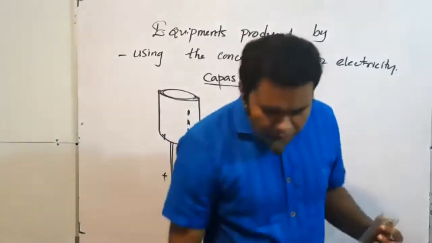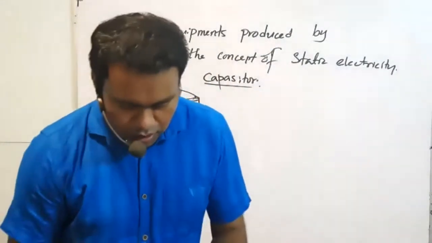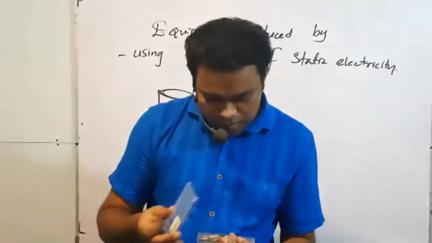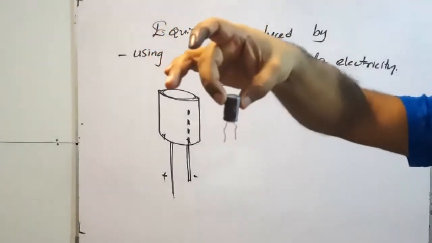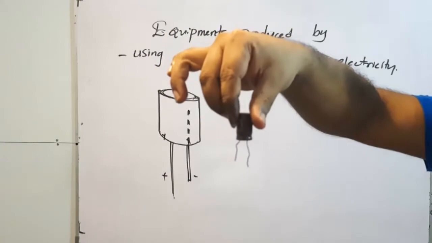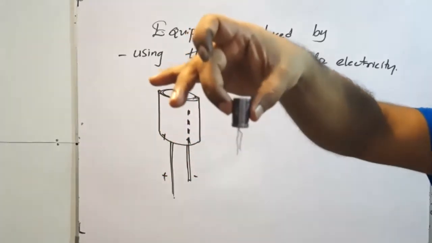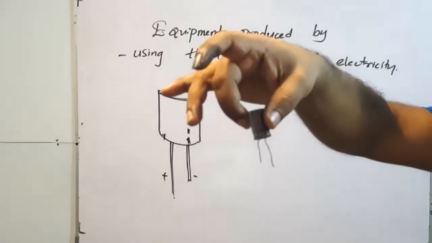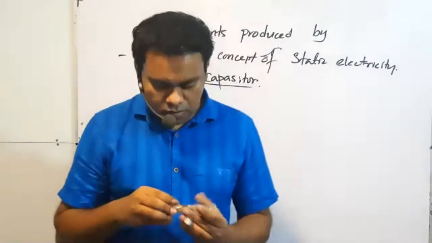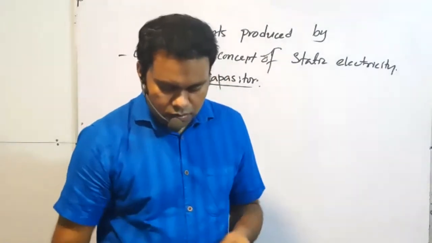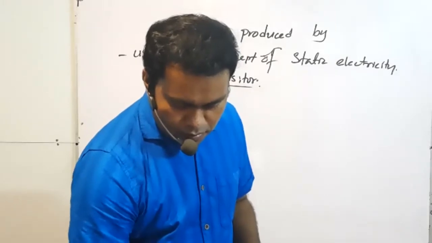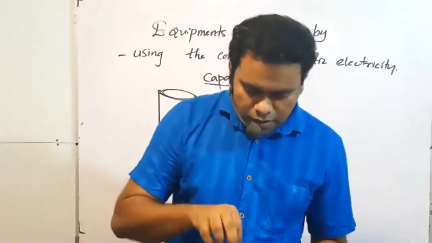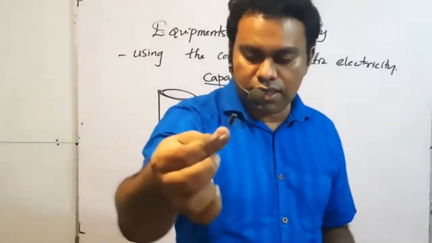Okay, I got several instruments and I asked you to buy some of them also. So this is a little capacitor. I think you can see that. The elongated one is the positive, and you can see the negative line. There are little capacitors like this.